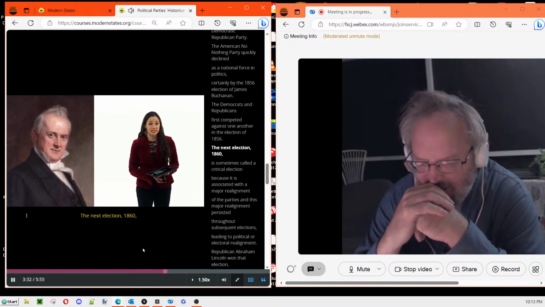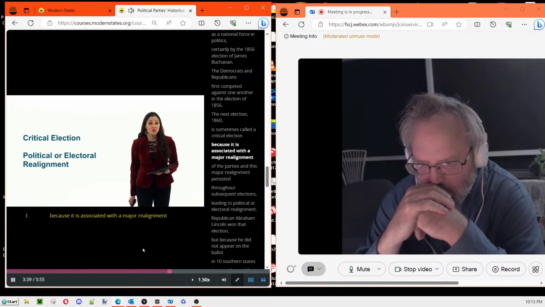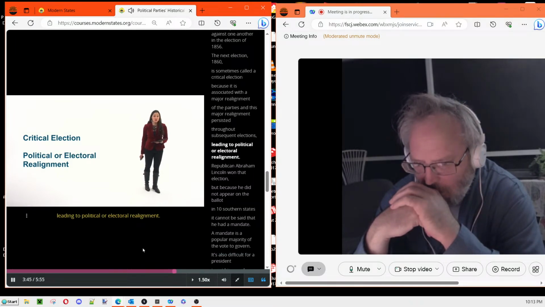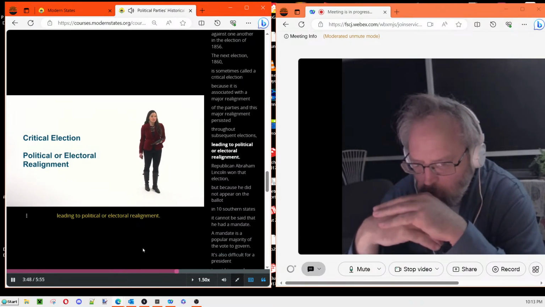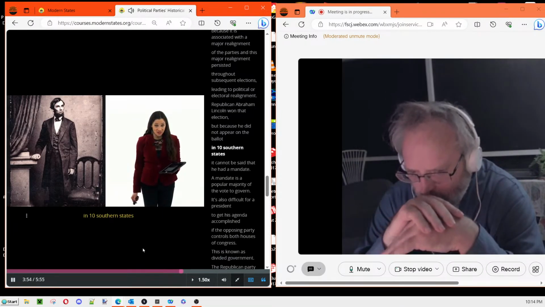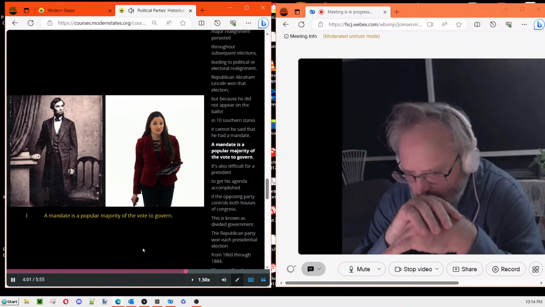The next election, 1860, is sometimes called a critical election because it is associated with a major realignment of the parties. And this major realignment persisted throughout subsequent elections, leading to political or electoral realignment. Republican Abraham Lincoln won that election, but because he did not appear on the ballot in 10 southern states, it cannot be said that he had a mandate. A mandate is a popular majority of the vote to govern.